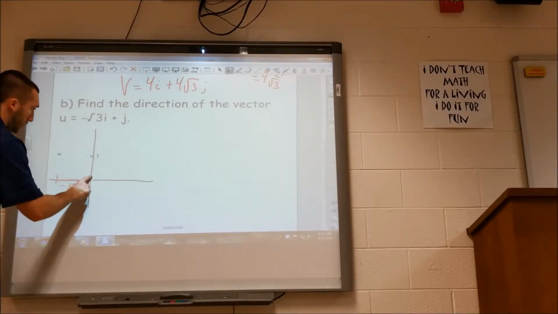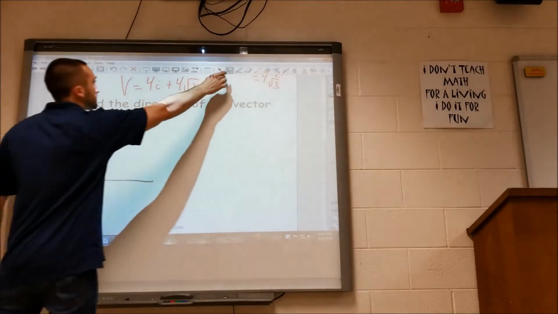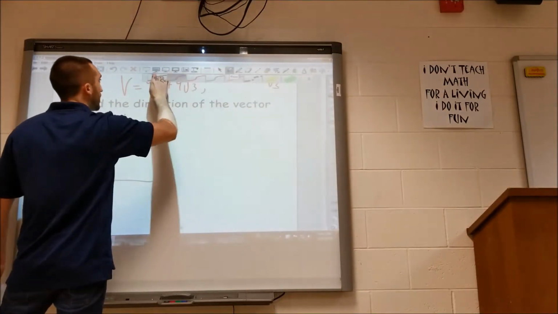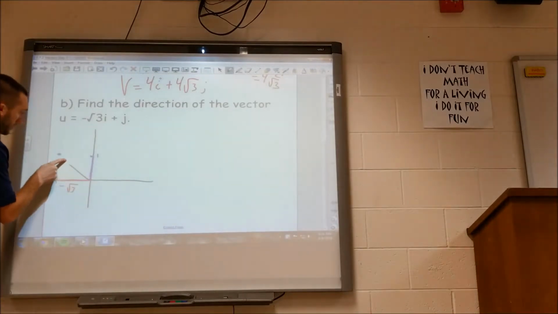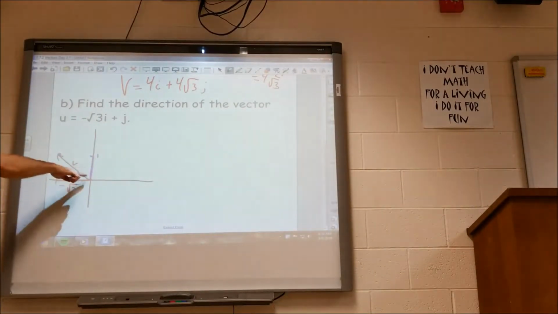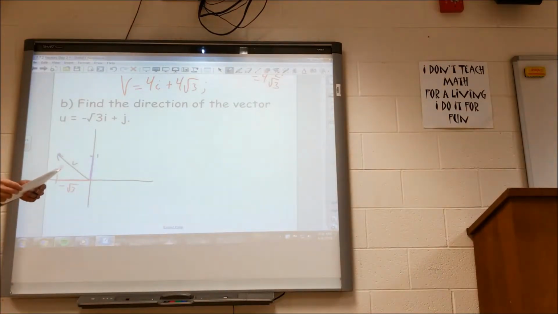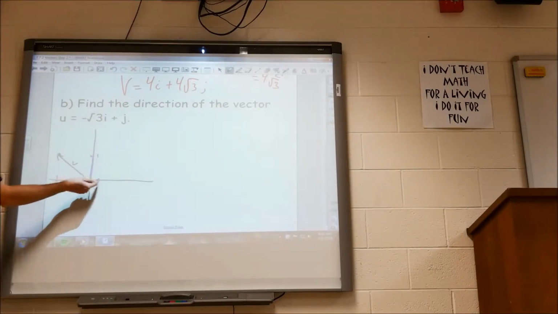So we'll call that 1. So our actual vector v is something like that. Okay, where we have y component 1, x component negative radical 3. Okay, so that's really what we're looking for. We want the direction. We want to know the angle of v.